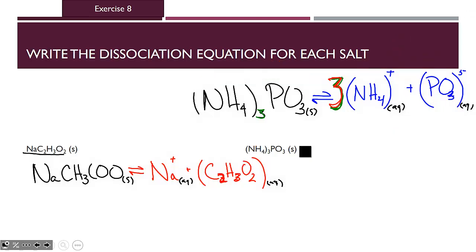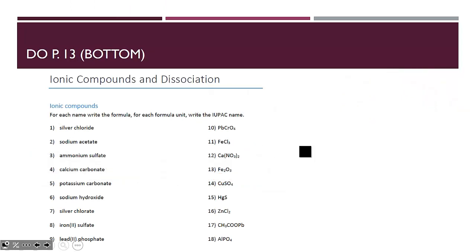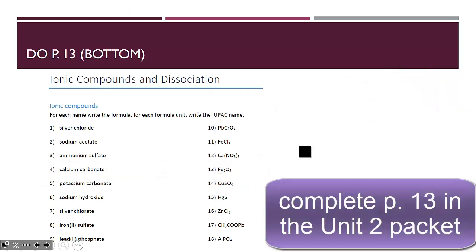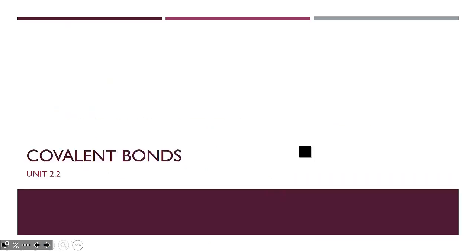Writing dissociation equations will become very important when we start talking about why I wrote this arrow going both directions. When we start talking about equilibrium, this will become a real important ability, the ability to write a dissociation equation. So towards that end, you can now finish page 13 writing the dissociation equation of some ionic compounds. Next time, we'll tackle the other type of bonds.